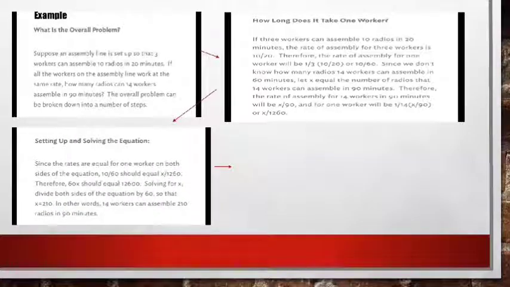Setting up and solving the equation. So let's solve it. Since the rates are equal for one worker on both sides, the equation 10 over 60 should equal x over 1260. Therefore, 60x should equal 12,600. Solve for x. Divide both sides of the equation by 60 so that x equals 210. In other words, 14 workers can assemble 210 radios in 90 minutes.